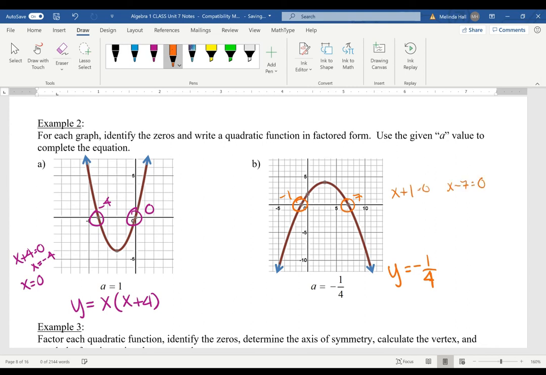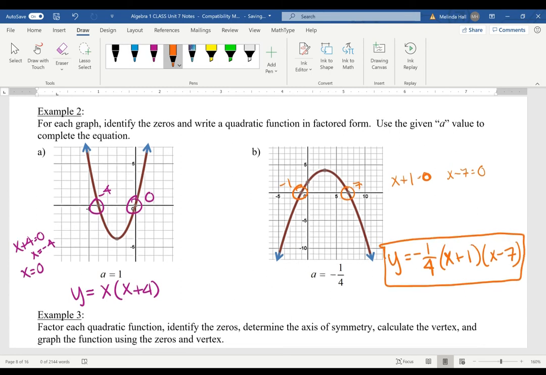Because again, you're trying to make it so that if you were to take this equation and set it equal to 0, you would get the same numbers. And so that would mean that I would have x plus 1 times x minus 7. Okay, and that's it. All right.